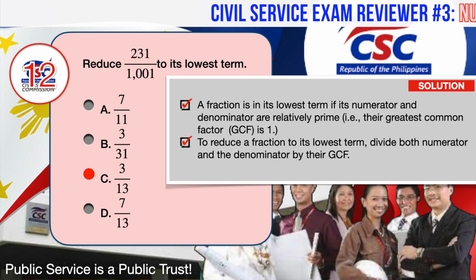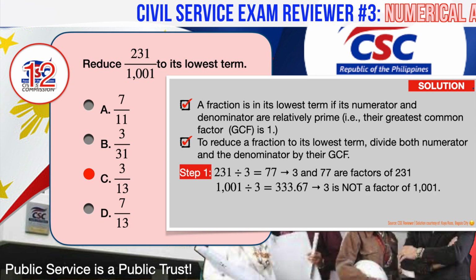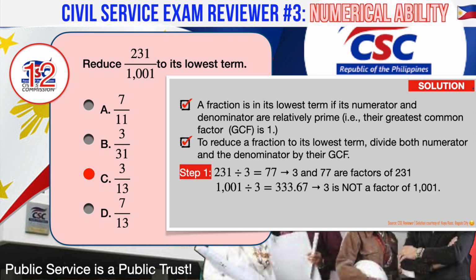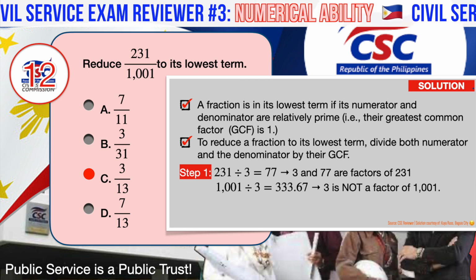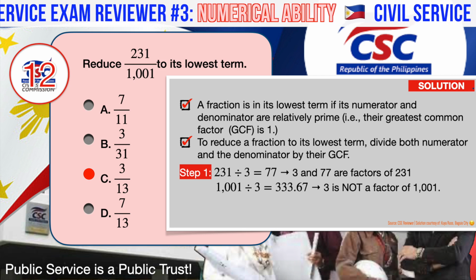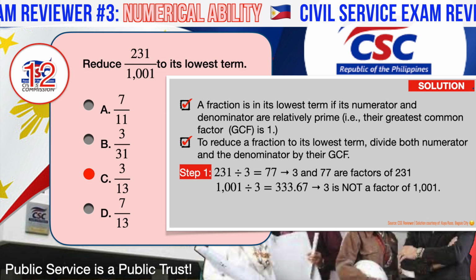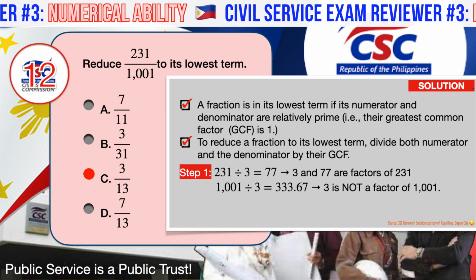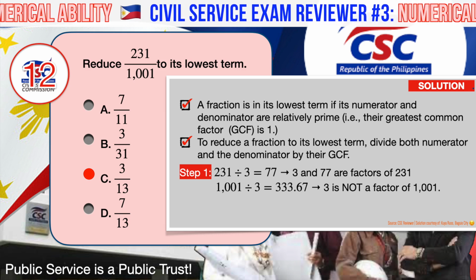Let's do that now. Since both 231 and 1001 are odd numbers, we already know that they are not divisible by 2, so we can skip the lowest prime number 2, and start with 3. 231 divided by 3 is 77, so 3 and 77 are both factors of 231. 1001 divided by 3 does not result to an integer, so 3 is not a factor of 1001. But how about 77? Let's give it a try.